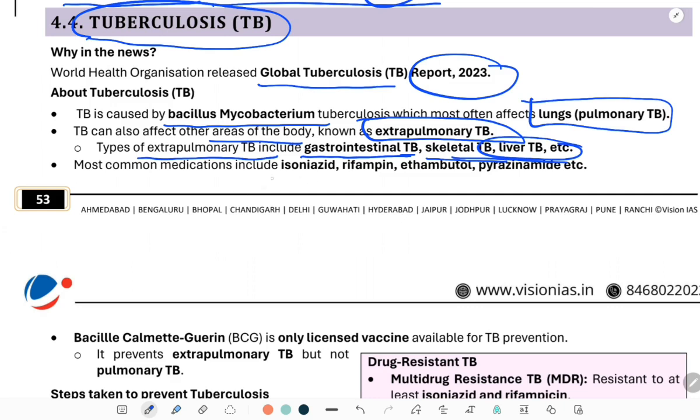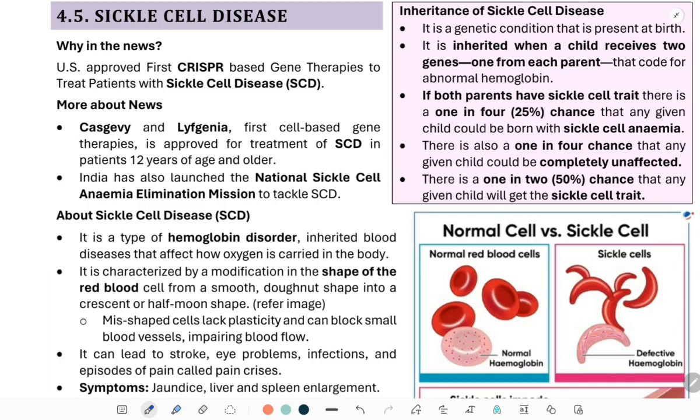Most common medications include isoniazid, rifampin, ethambutol and pyrazinamide. Next we'll see sickle cell disease. Recently the US has approved the first CRISPR-based gene therapy to treat patients with sickle cell disease.